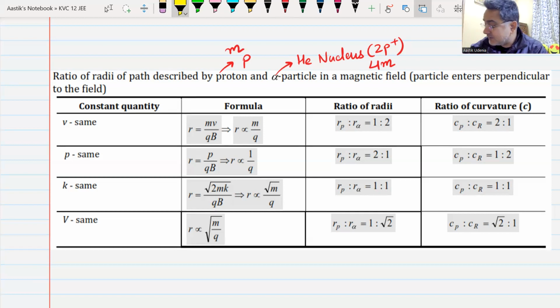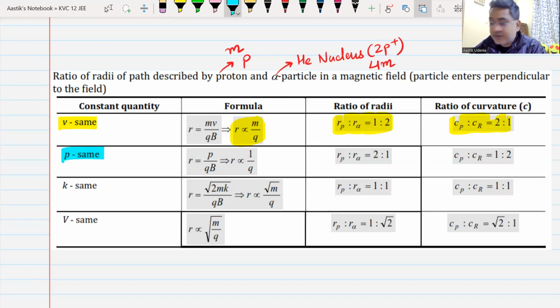Then they give you different cases. If they enter with the same velocity, what will be the ratio of their radius? It will be proportional to m by q. Do we understand this? So you will get the ratio of radii. If you reverse it, you will get the ratio of curvature.